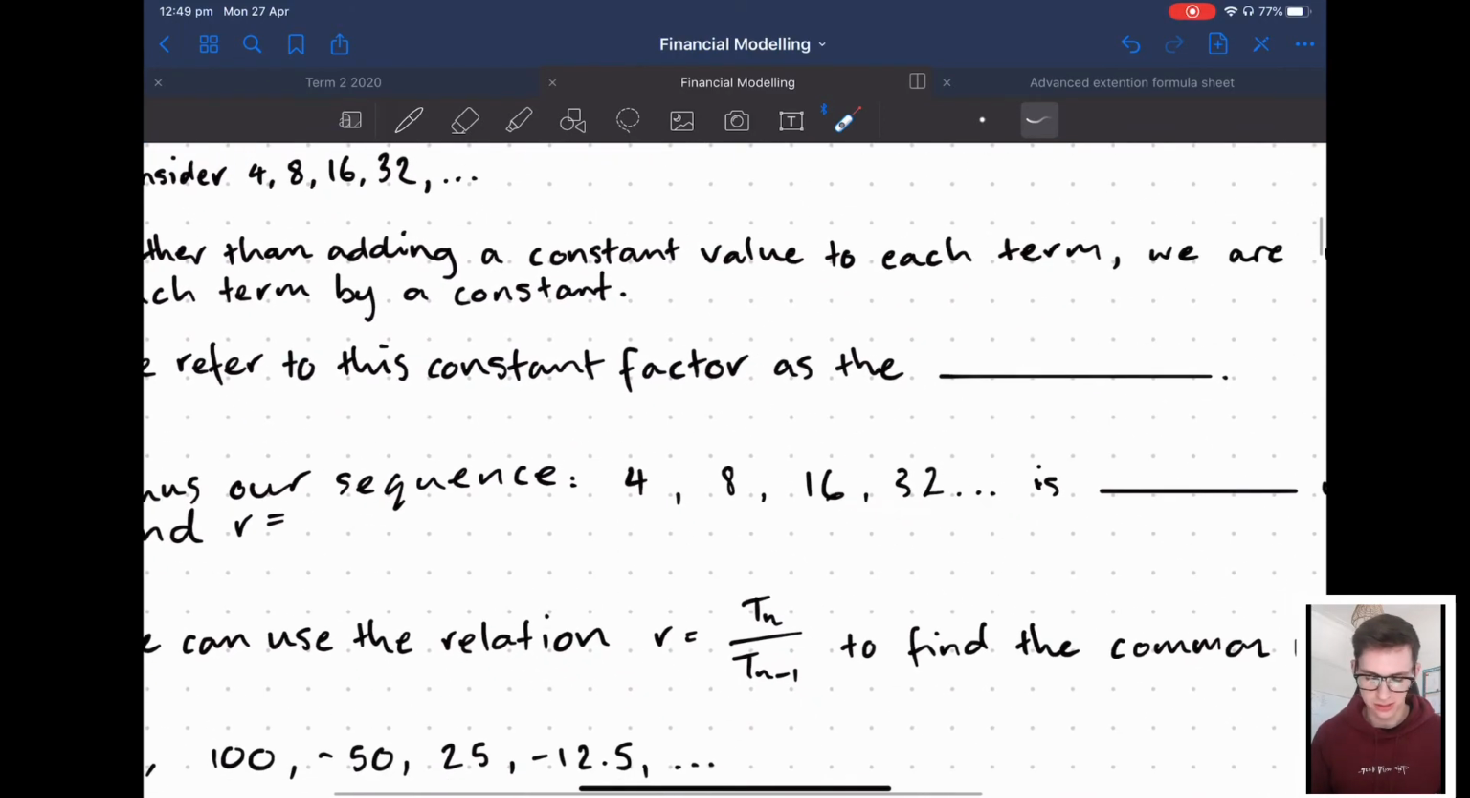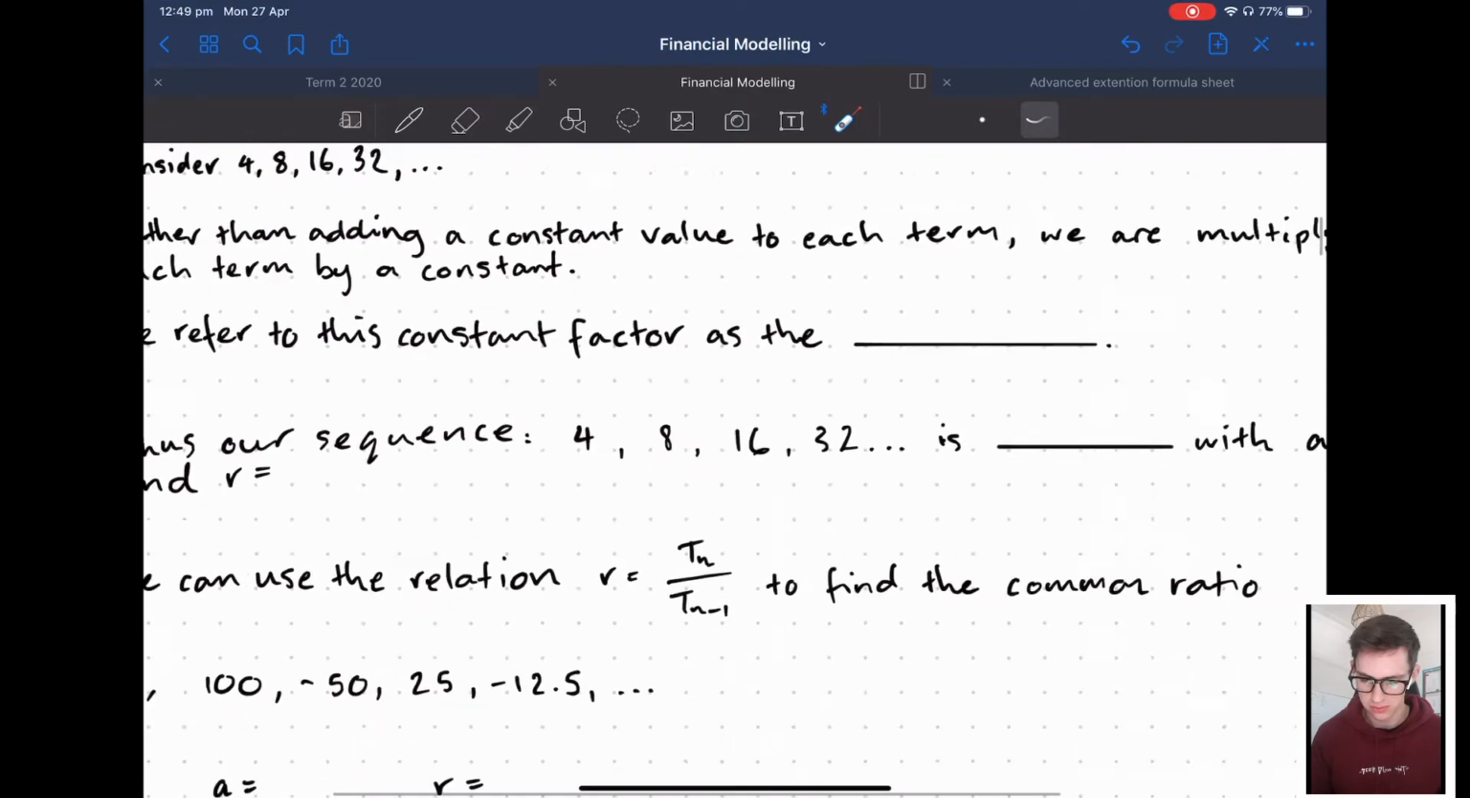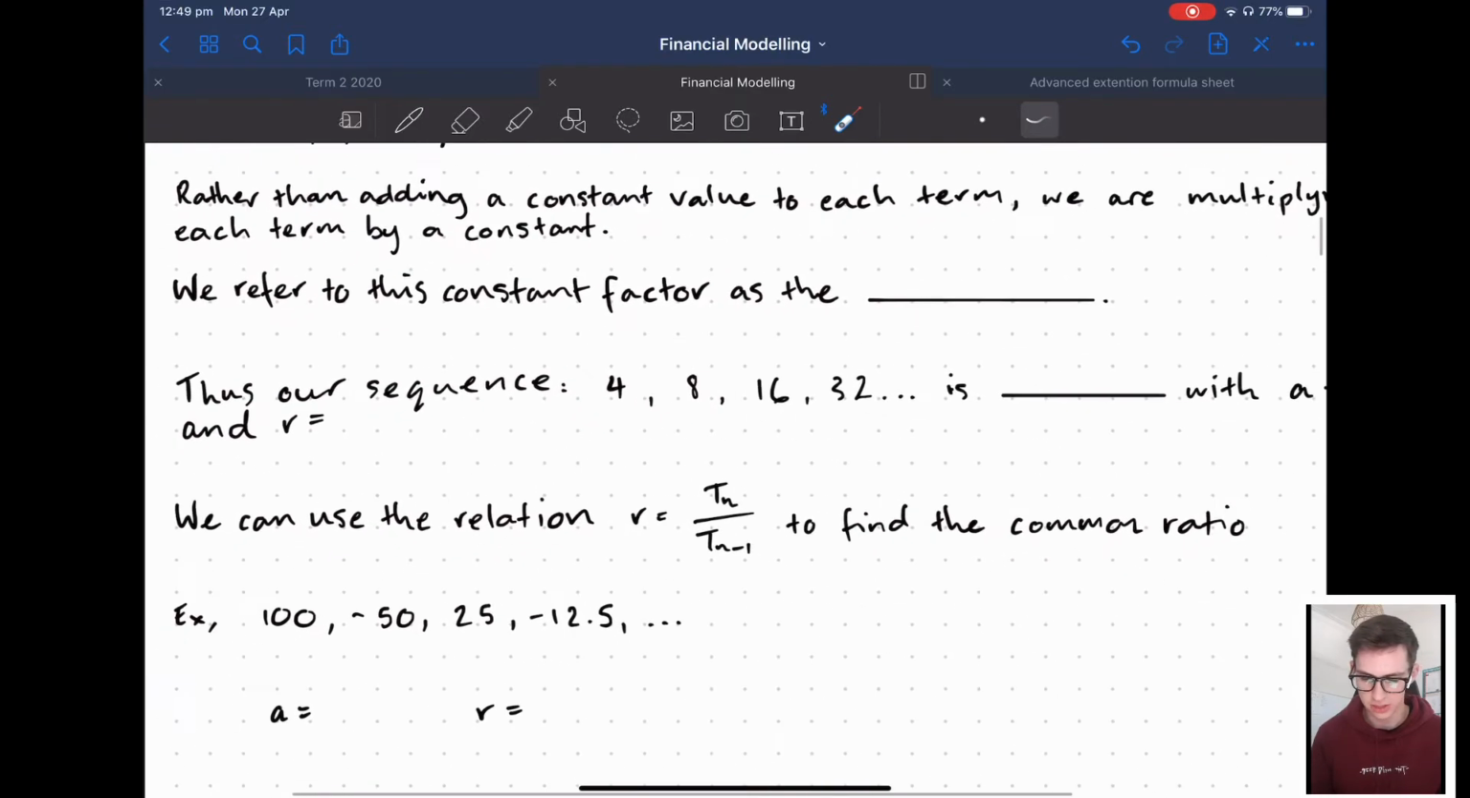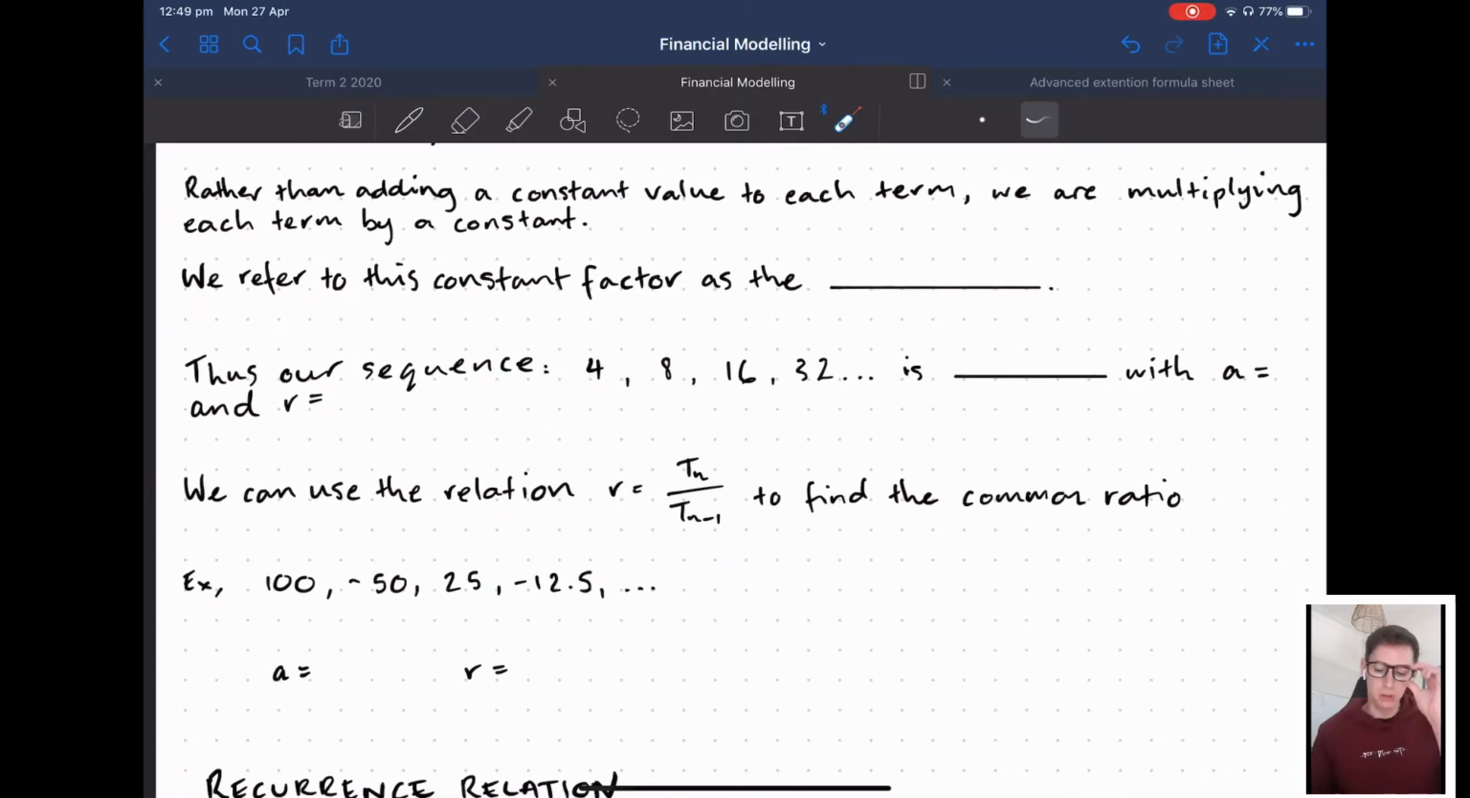Rather than adding a constant, we are multiplying each term by a constant. We refer to that constant factor as the common, same as common difference, we're going to start with common, but this time it's a ratio. Because the numbers are being multiplied by the same thing each time, we're calling that a common ratio. It's basically scaling up each number.